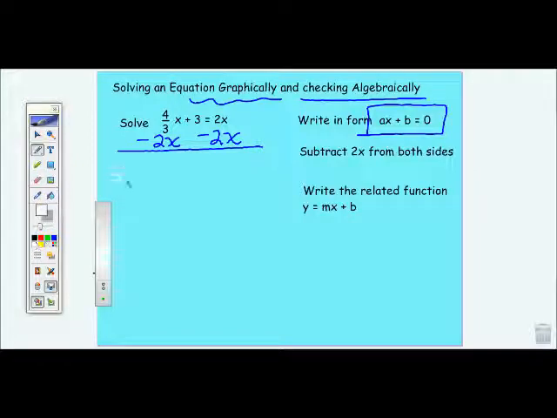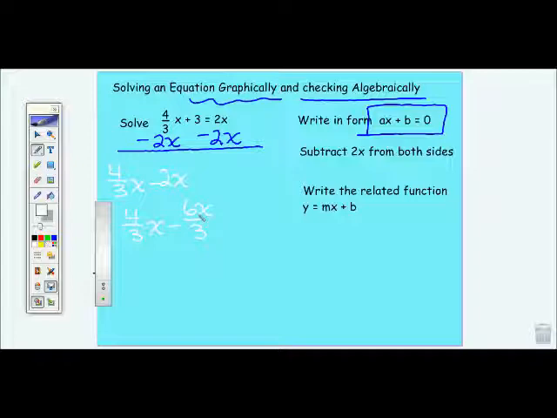So 4/3 x minus 2x. How do I add or subtract fractions? I have to have the same denominator. So let's keep our 4/3 x. And then if I want my 2x to have a 3 as the denominator, I need to multiply the top and the bottom by 3. 3 over 3 is 1, so I can do that. It's just going to change the name of my fraction, not the value. So it will change to 6x over 3.